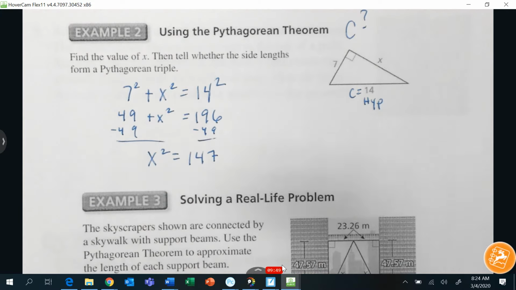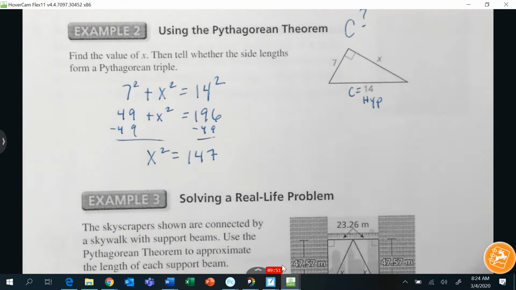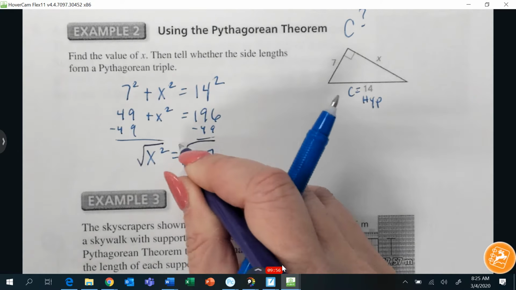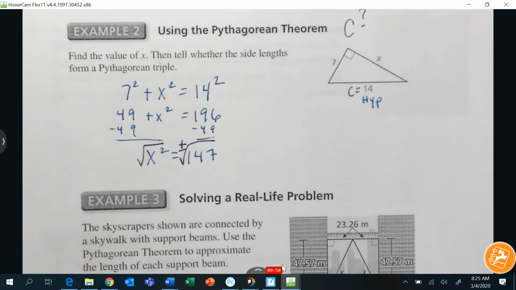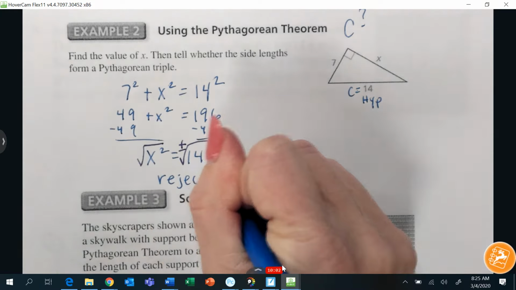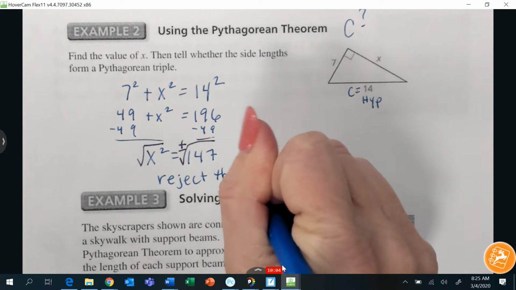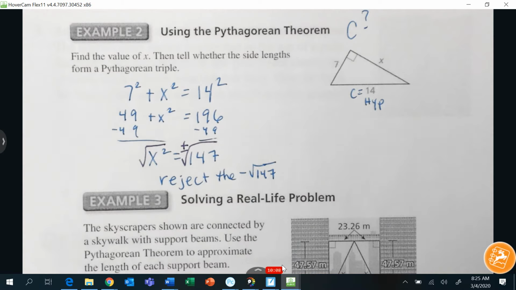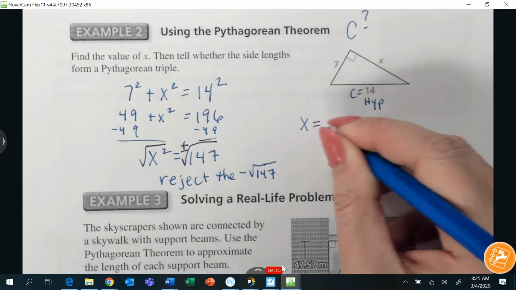What am I going to do next? Okay, but if I'm putting in a square root, plus minus. Okay, I'm going to go ahead and reject the negative square root of 147 because I know that can't be an answer, but I knew how to solve it. So we're going to look at positive square root of 147.